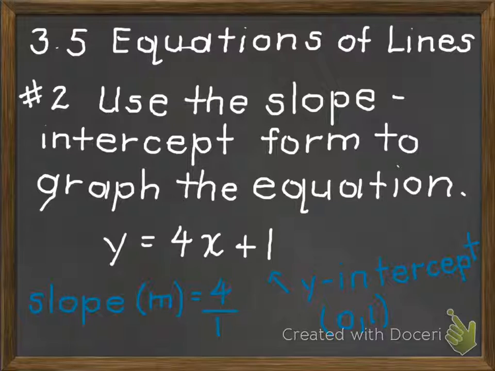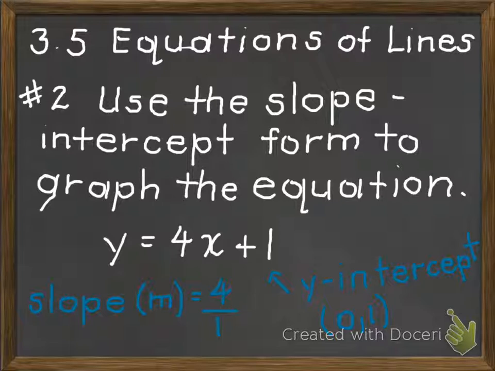Since slope is rise over run, and we're going to use this information on the next slide to graph the equation, I'm going to write my 4 as 4 over 1. So my rise is 4, and it's a plus 4, so that's going to go up 4. And the run is 1. It's going to go in the positive direction to the right 1. So that's the first piece of information we get from the slope-intercept form.